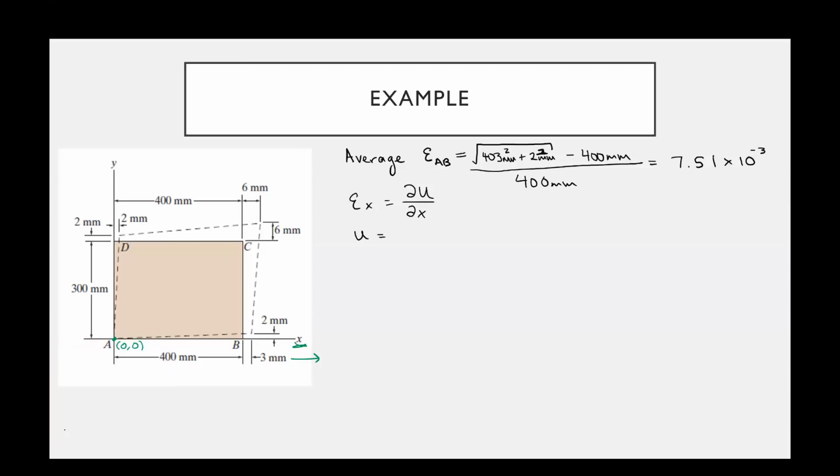But when X equals 400 millimeters, so when we're at point B, then we expect to have a displacement of 3 millimeters. So we can say that the displacement of any point is going to be a function of X. And when X equals 400, we want the displacement to be 3. So we'll say 3 over 400 times X. You can plug in 400 and see that you're going to get back 3.